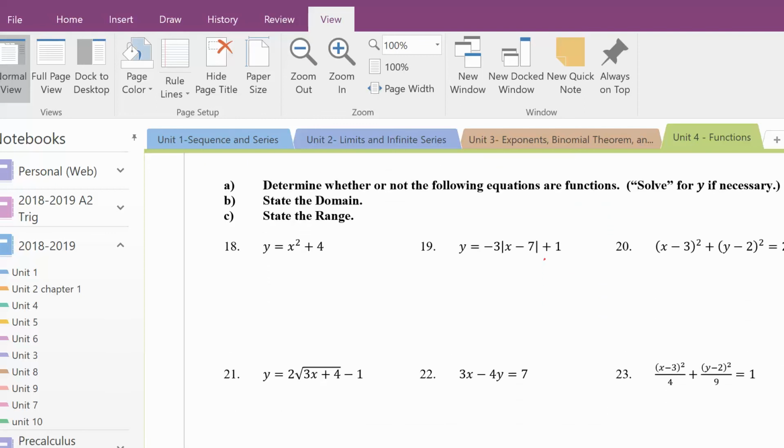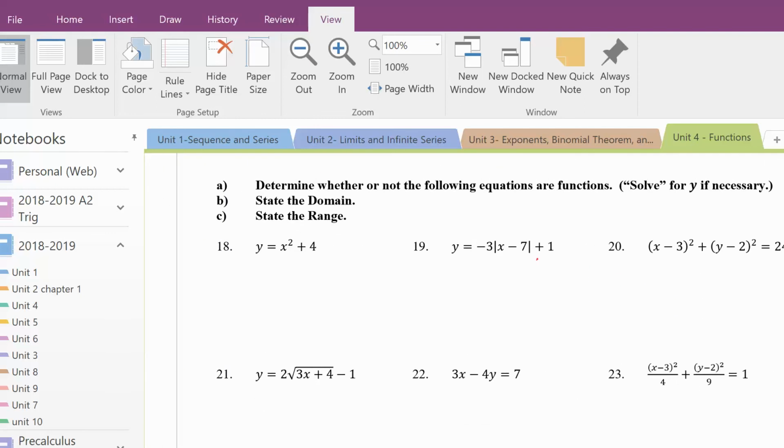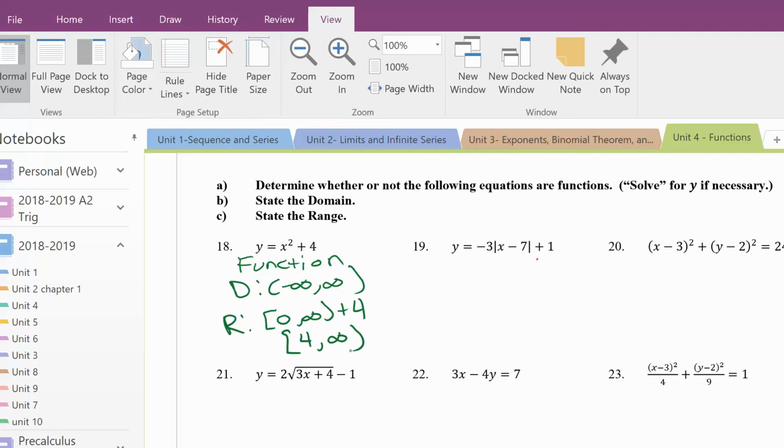So if we talk about domain and range, for number 18, is this a function or not a function? It is a function. The domain is all real numbers because it's a quadratic. But the range, we go greater than or equal to 0 plus 4. So that means it's going to be greater than or equal to 4. Because 0 plus 4 is 4. Infinity plus 4 is still infinity.